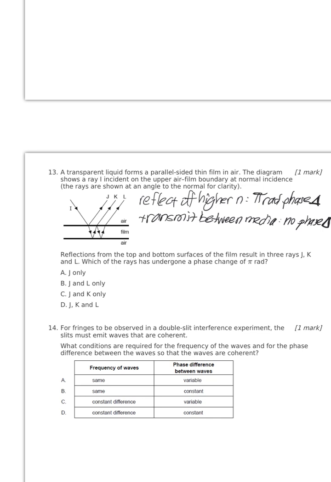We have a reflection off of the film air interface, but we're reflecting off of air that is a lower index. So the only time there's a phase change is when you reflect off of a higher index, and the only time that happens is when I reflects off the air film boundary and creates ray J. So J is phase changed. The rest of them, K and L, are not. So J only is the answer, A.